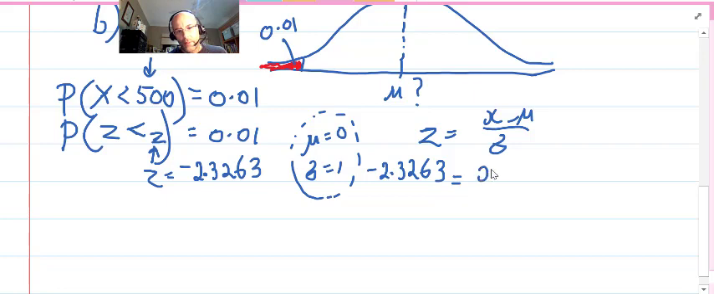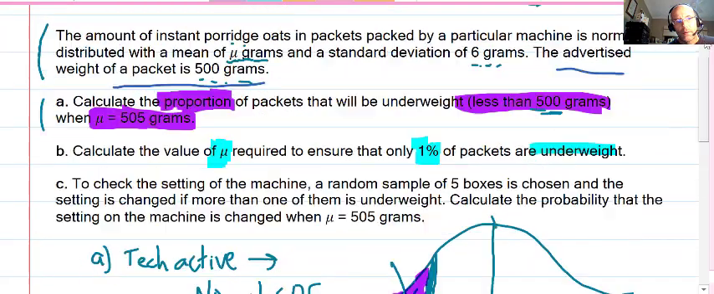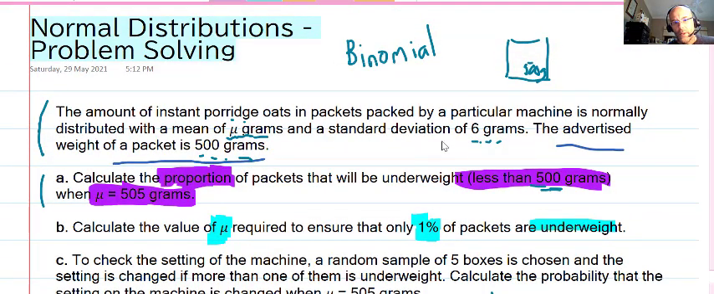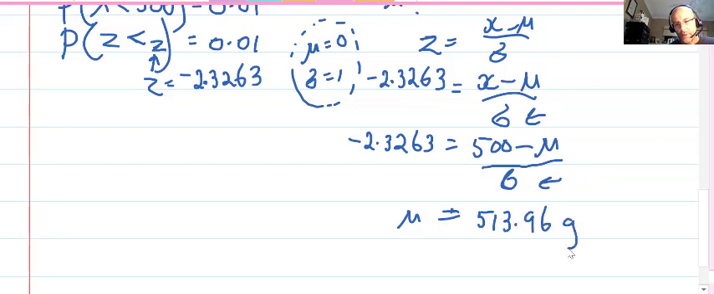and out of these things on the right hand side, we actually know x, there it is, and we know sigma from the question. If we go back up here, it is 6. Okay, now be careful. On the denominator there is sigma, the denominator there is 6, and we can rearrange, and let me do that. 513.96 I get. To 2 decimal places, grams.